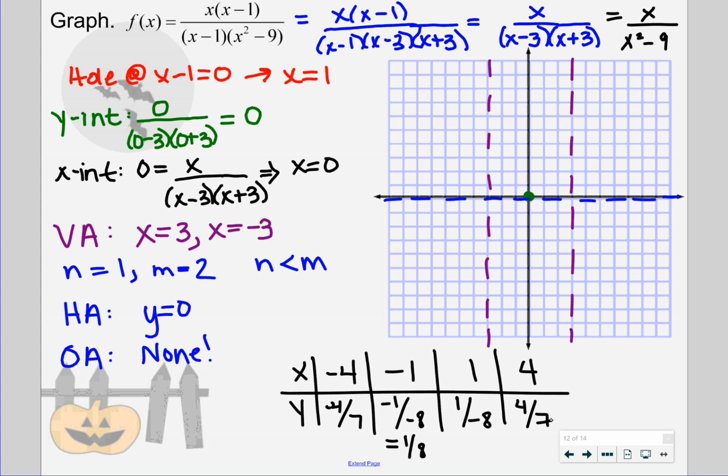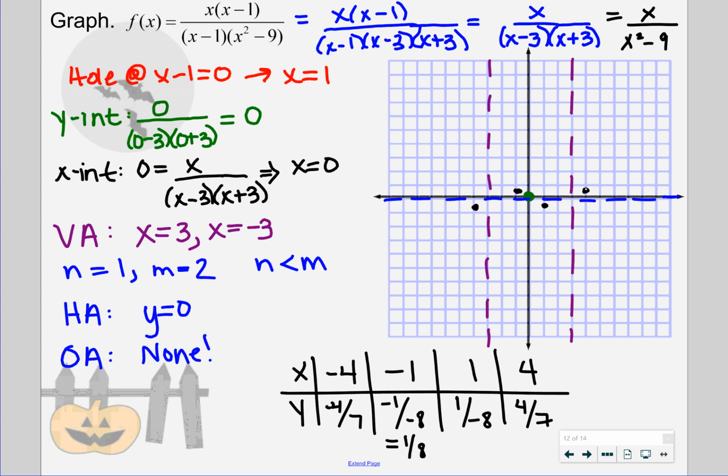All right, let's plot those points. At -4, I'm at -4 sevenths, below the horizontal asymptote. At -1, I'm at positive 1/8. And at positive 1, I'm at -1/8. And at positive 4, I'm at 4 sevenths.